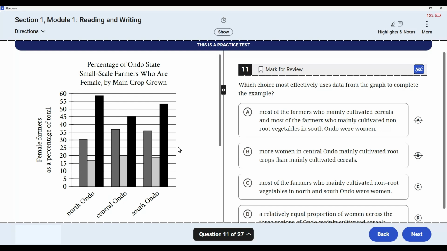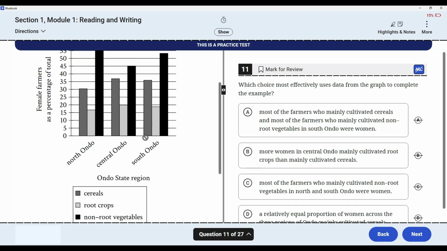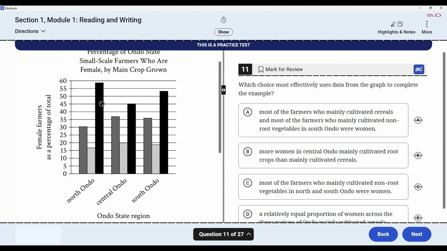Again, let's go ahead and look at the title first. It says the percentage of Ondo State small-scale farmers who are female by main crop grown. So you might be wondering, okay, what's the Ondo State? The passage is going to tell us, but I'm going to be wondering, okay, what are the main crops? Because they're just telling us by main crop grown. That's what we're going to expect to find in the key. So down here in the key, it says cereals are this kind of medium gray. Root crops are this light gray, and then non-root vegetables are the black color. So now we understand the key.